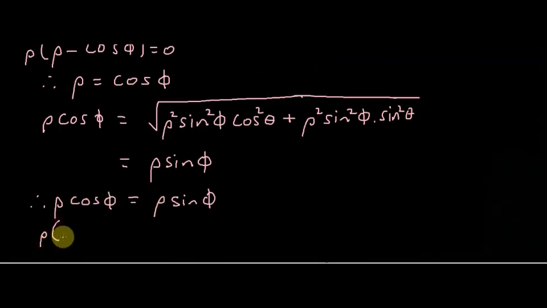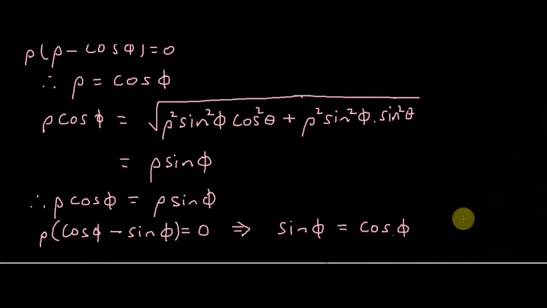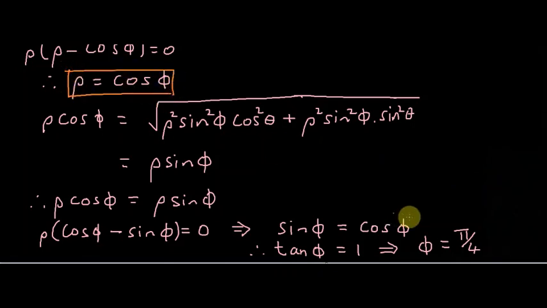Then we can take out the rho. And we find that cos phi equals sine phi, or sine phi equals cos phi. And in dividing through by cos phi, we get that tan phi equals 1, and hence phi will equal pi by 4. And this is in fact the equation of the cone in spherical coordinates. So we have both the equation of the sphere as well as the equation of the cone expressed in terms of spherical coordinates.